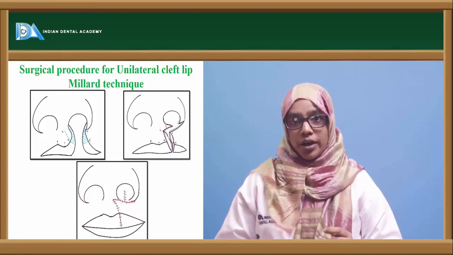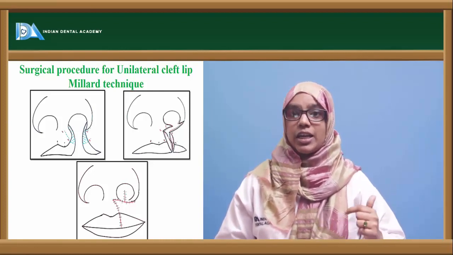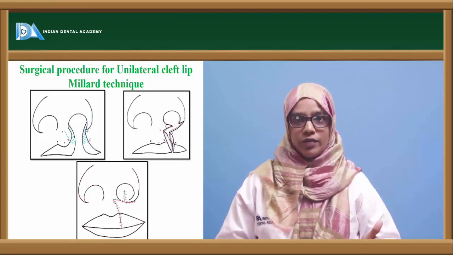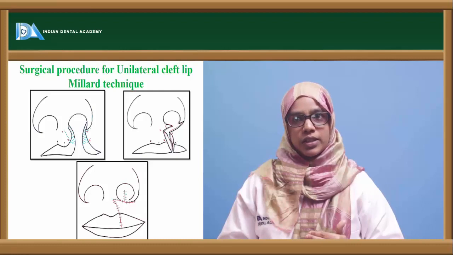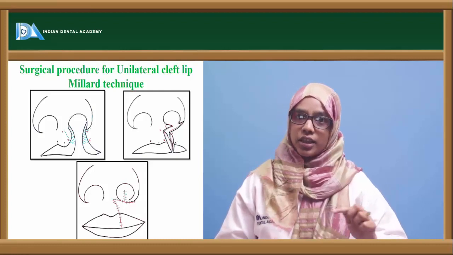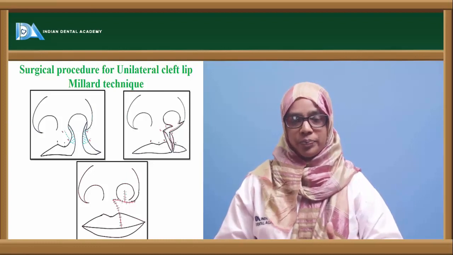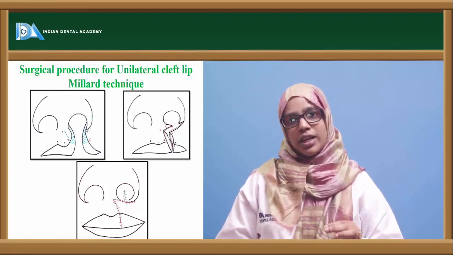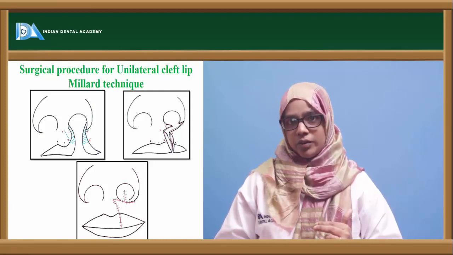Point 1 is the deepest point of the cupid's bow. Point 2 is the highest point of the cupid's bow on the non-cleft side. Point 3 is the highest point of the cupid's bow on the cleft side, and point 4 is nothing but a back cut at a 45-degree angle towards the base of the columella. After this, you make a straight line from point 3 to the junction between the dry and wet vermilion.